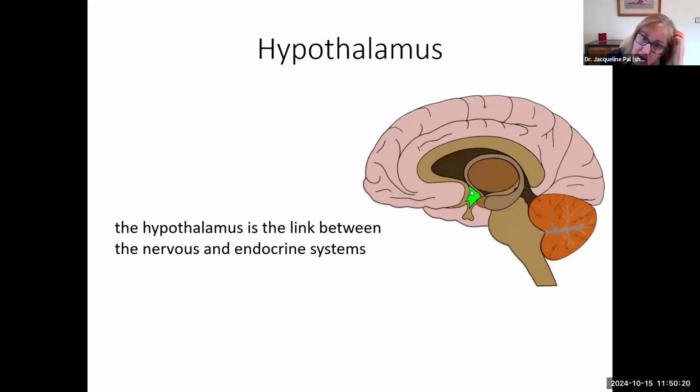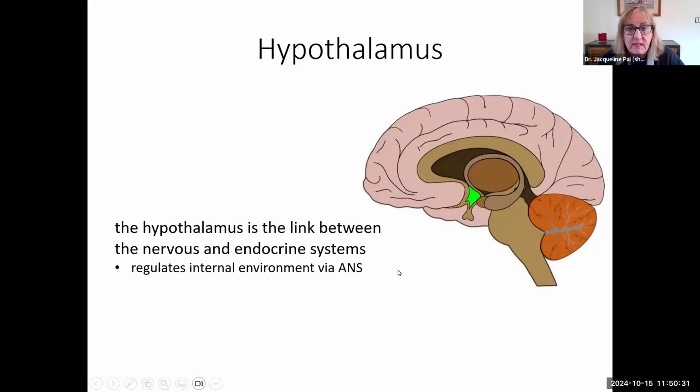And so, it's this bright green area right here below the thalamus, a thing that looks like an Easter egg. And the hypothalamus actually has some nervous system functions. It regulates the internal environment through the autonomic nervous system. So it's looking at temperature, it's looking at heart rate, it's looking at salt and water concentrations, and it's going to do a bunch of stuff to regulate that.